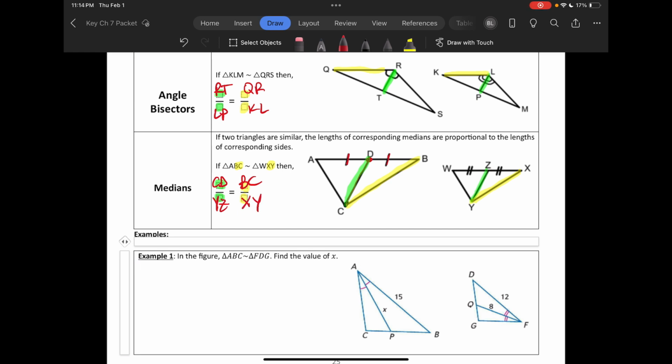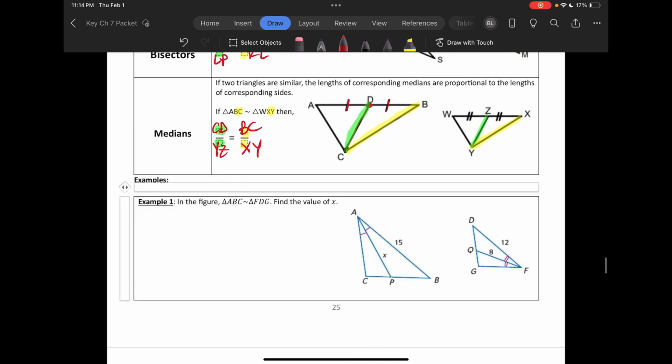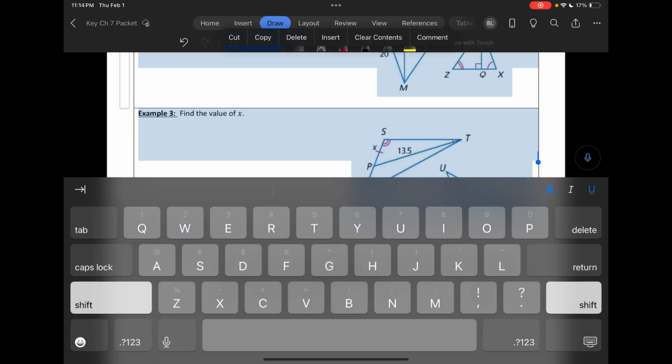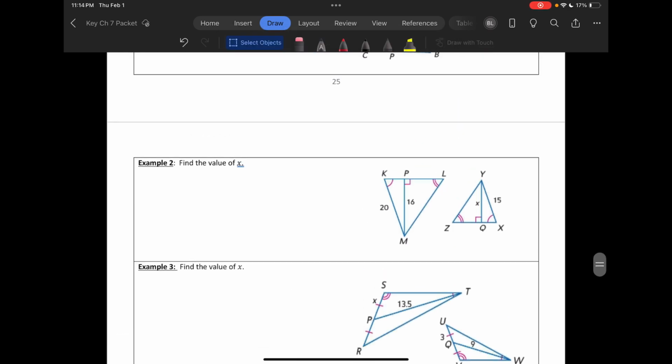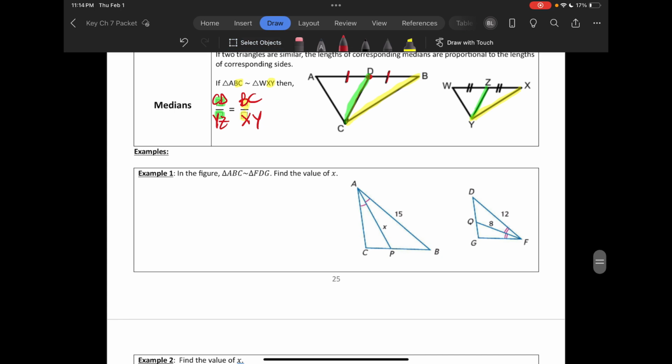Okay, and that would be how we set up our proportions, and we would cross multiply. So what we'll look at now is some examples of these different kinds of situations and see how this works out when we have actual numbers to work with. For example 1, it says in the figure, triangle ABC is similar to triangle FDG. Find the value of X.